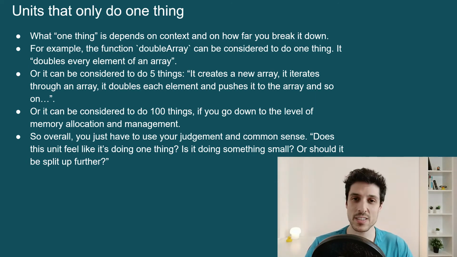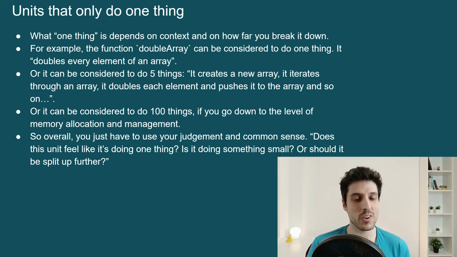Now, how many things does that function do? You could truthfully say that it does one thing. It doubles the elements of an array, and it returns it. That's like one thing. Or you could instead say it does 5 things actually. It creates a new array, it has a for loop to iterate through the previous array, it grabs every element, it doubles every element, pushes it to the array, and then returns the result. That's like 5 things. And again, you would be right. It's true, it does those things.